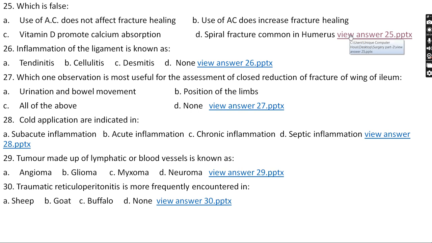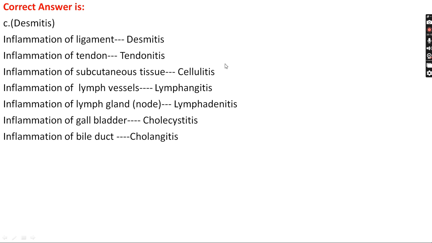Okay. Question number 26. Inflammation of the ligament is known as option A, tendinitis, option B, cellulitis, option C, desmitis, option D, none. The right answer is option C, that is desmitis. Inflammation of ligament is desmitis. Inflammation of tendon is tendinitis. Inflammation of subcutaneous tissue is cellulitis. Inflammation of lymph vessels is lymphangitis. Inflammation of lymph gland is lymphadenitis. Inflammation of gallbladder is cholecystitis. Inflammation of bile duct is cholangitis.